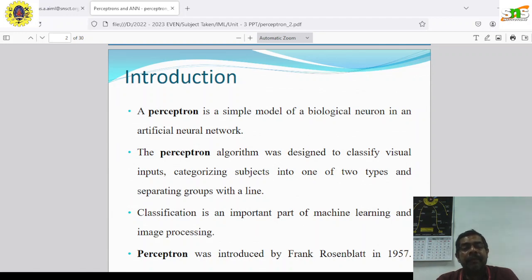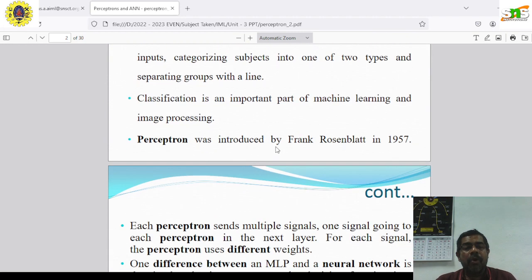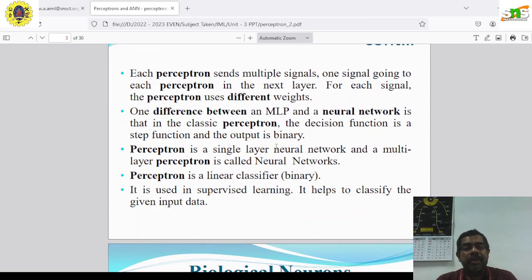As I already said, the perceptron is a simple model of a biological neuron in an artificial network. The perceptron algorithm is designed to classify visual inputs, categorizing the parameters into one of two types and separating them with a line. Classification is a very important part of machine learning too, so by this we are going to implement the perceptron. The perceptron was introduced by Frank Rosenblatt in 1957. These are the key pieces of information about the perceptron.